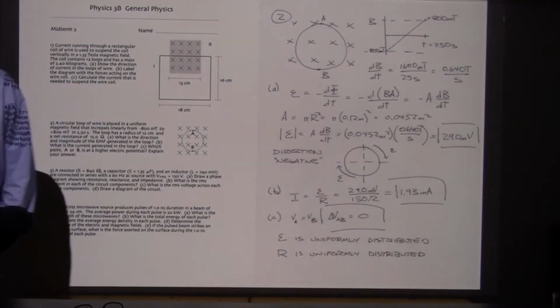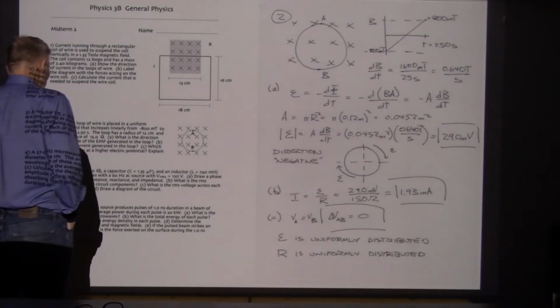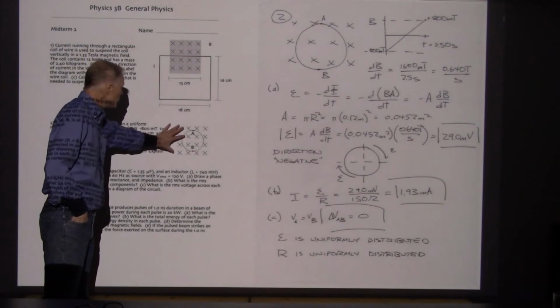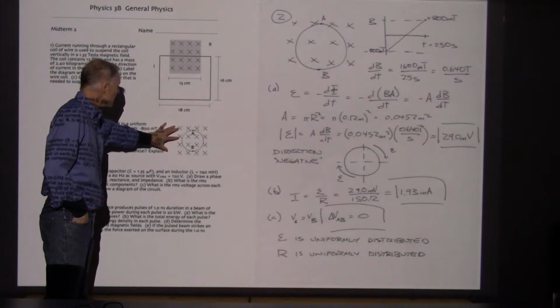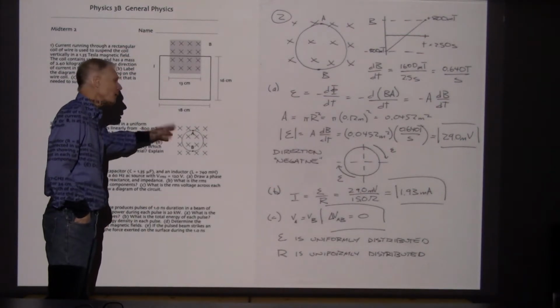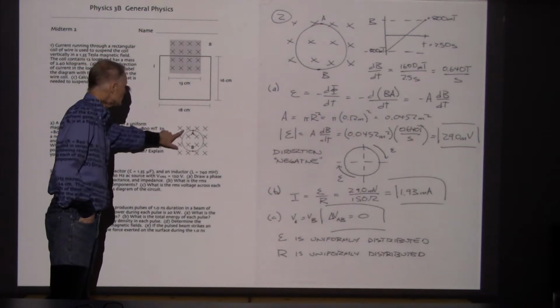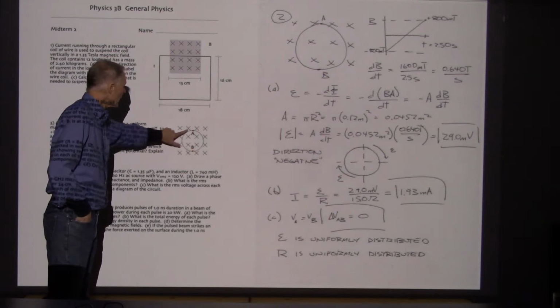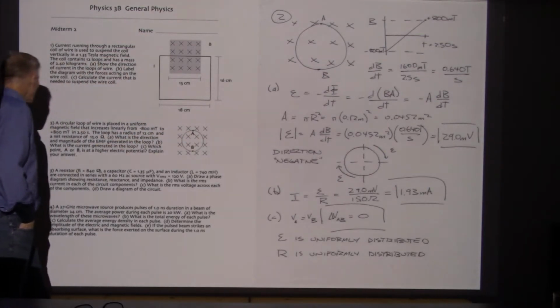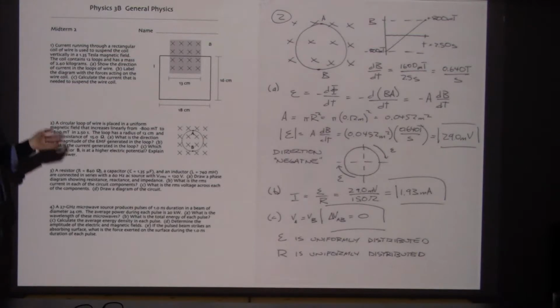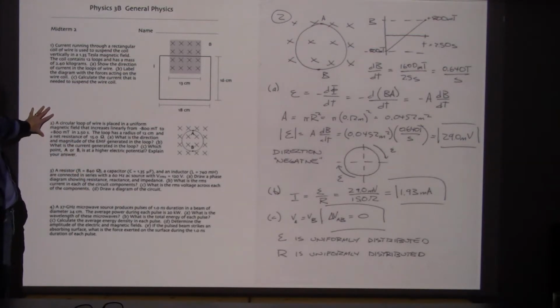So in problem 2, this one is using electric fields to generate a current, and I'm not sure which way the current goes. Let's see. I should read the problem. A circular loop of wire. Is it just one loop? That would help, because I always forget to put in the number of loops.